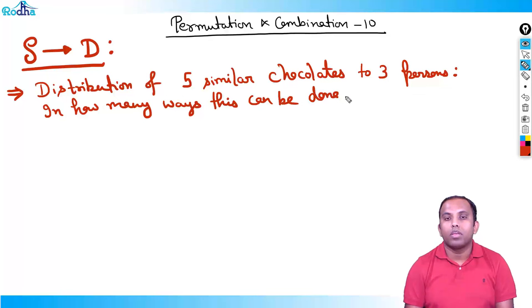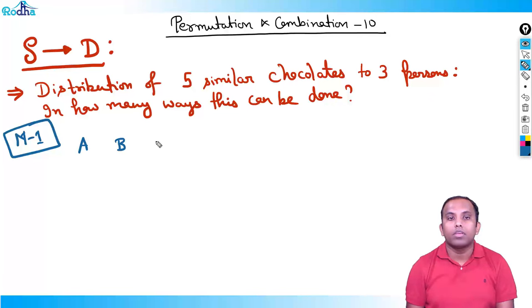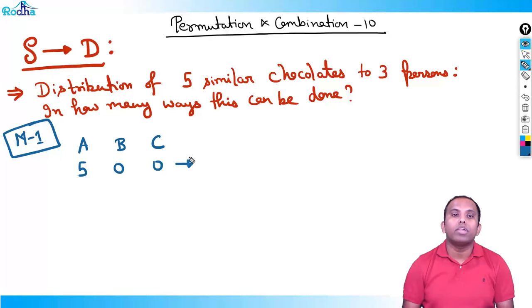I'll have two methods for it. The first method is the conventional one. Distribution of 5 similar chocolates to 3 persons. Let those 3 persons be A, B, and C. In how many ways can you distribute these 5 chocolates? 5, 0, 0: 5 to A, 0, 0 to B and C. And this can be shuffled, so don't worry about this.